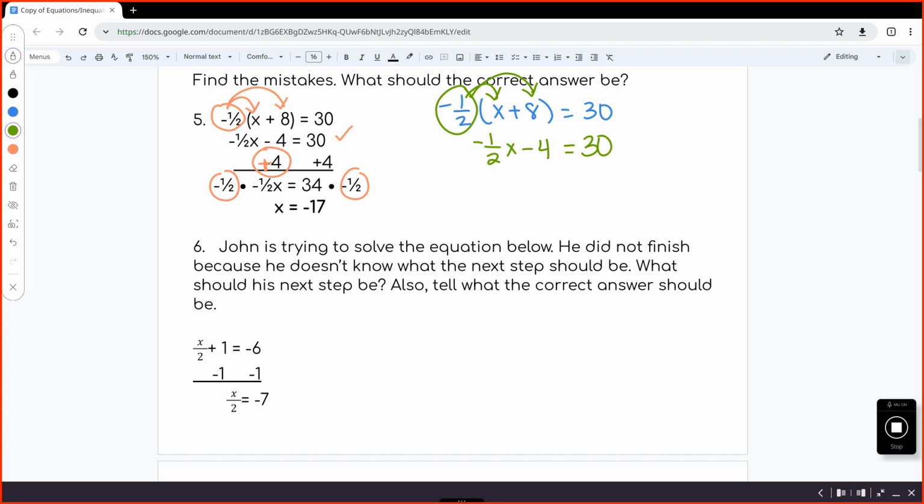Next, we're going to add 4 to both sides. And we have -1/2 x is equal to 34. Now at this point, instead of dividing both sides by 1/2, we are going to multiply by the reciprocal. So we're going to multiply each side by -2/1. These they cancel. We're left with x is equal to 34/1 times -2/1. So 34 times 2 is 68. And it's a positive times a negative, so we're going to have a -68. So our answer here is x equals -68.